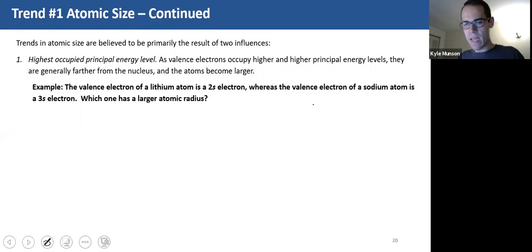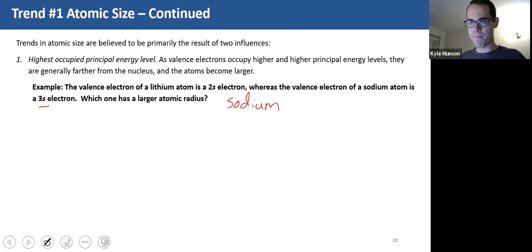So for example, the valence electron of lithium is a 2s electron, whereas the valence electron of a sodium atom is a 3s electron, which is the largest atomic radius. Well, as the valence electron occupies higher and higher principal energy levels, they're generally farther away from the nucleus. So we would say sodium is the answer here, because its electron is in a 3s orbital, which again is further away from the nucleus.